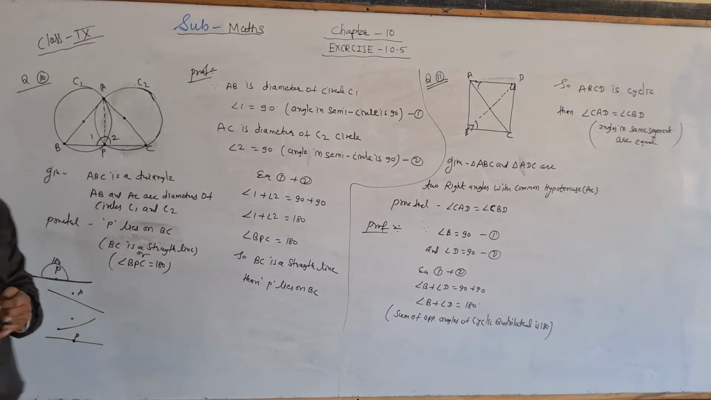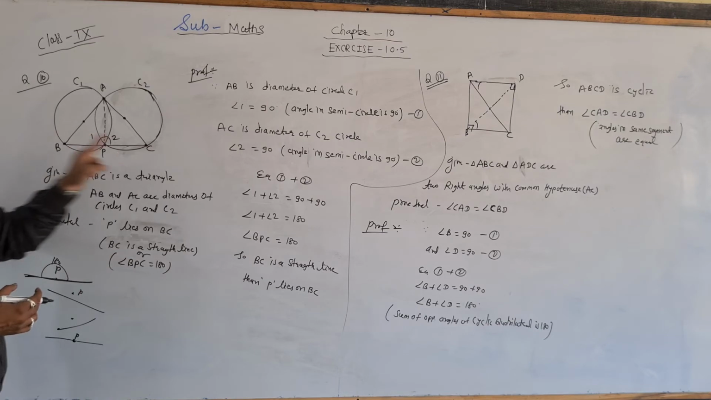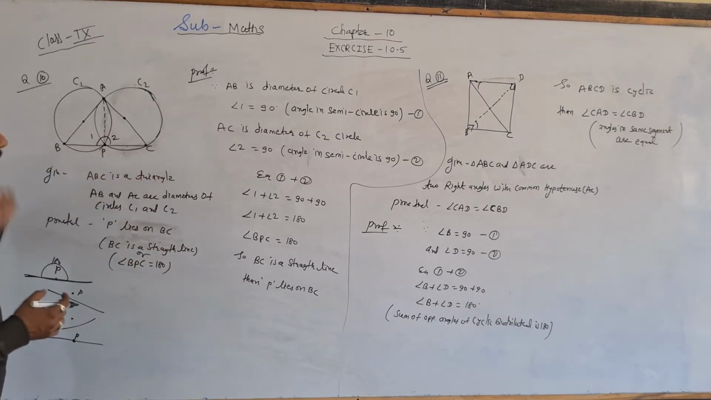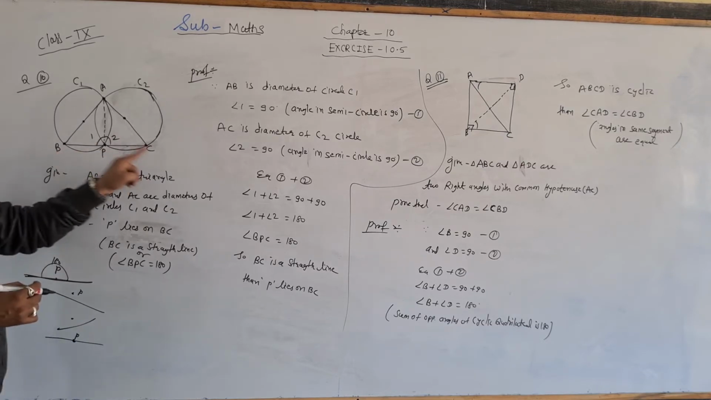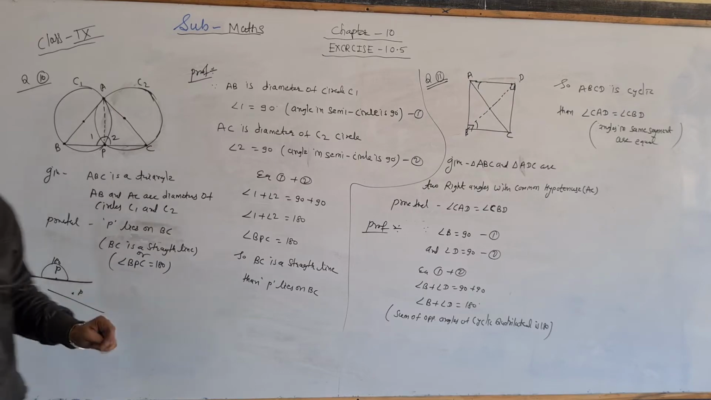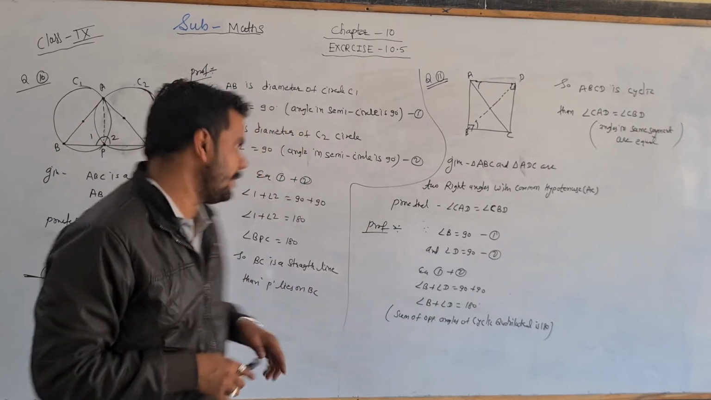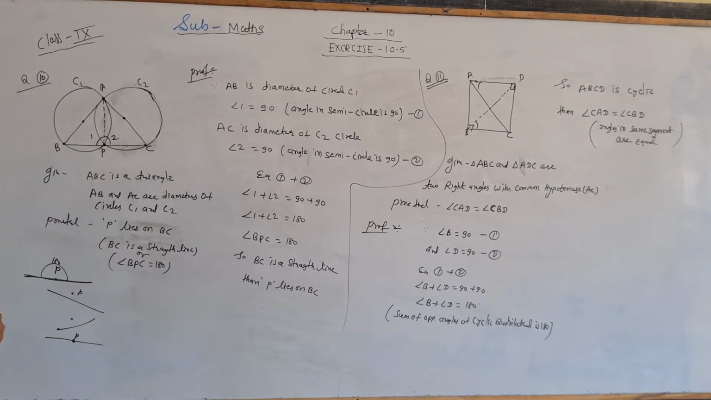So indirectly, it is mentioned that we have to prove that BC is a straight line, because only if it is straight will P lie on it. It means we have to prove like this: angle BPC is equal to 180 degrees, because if any line is straight, then we can say that its angle is 180. Okay, I hope you understood.